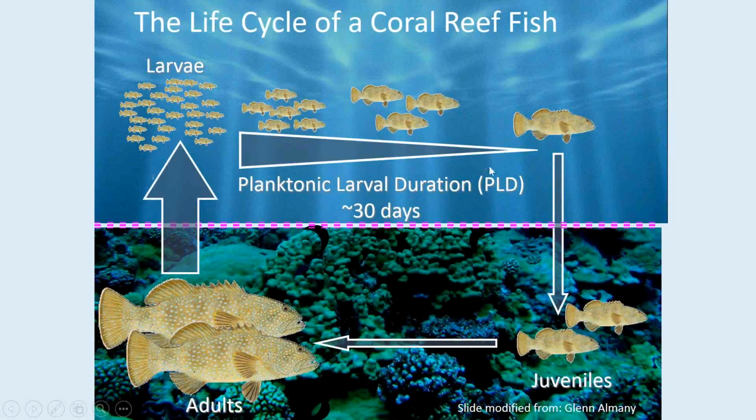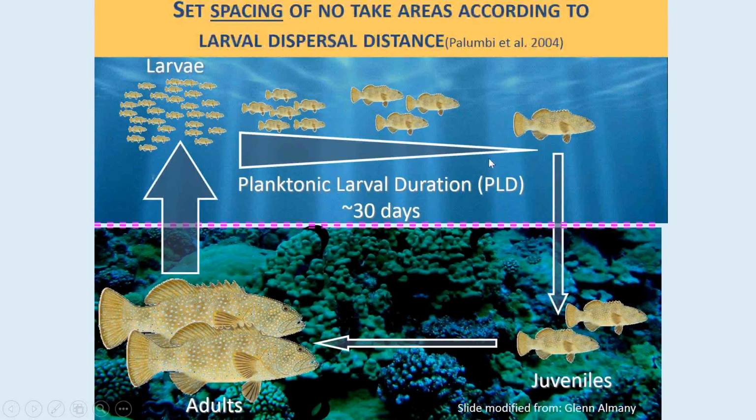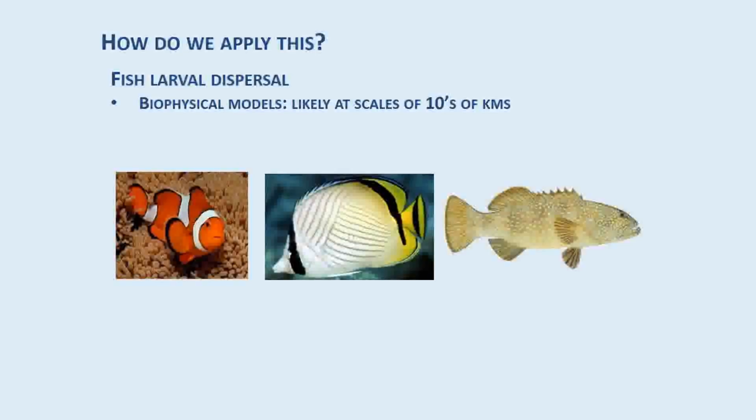But because they move further than the adults and the juveniles, they're really important to help us establish mutually replenishing networks of no-take areas. So we set the spacing of these areas according to how far the larvae move. So we want them to be close enough so they're well connected. So how do we apply this?